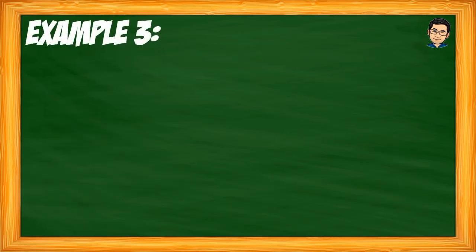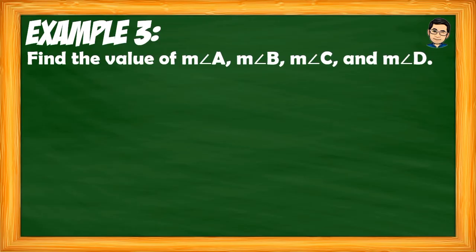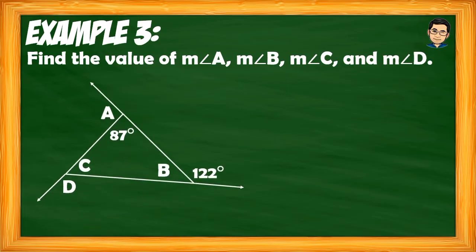Next, last example natin. Find the measure of angle A, measure of angle B, measure of angle C, and measure of angle D. So, using the figure. Okay, as you can see, meron po tayo dyang triangle. And then, naka-extend po yung mga sides ng triangle para ma-form yung mga exterior angles. So, hanapin po natin una yung measure ng angle A.